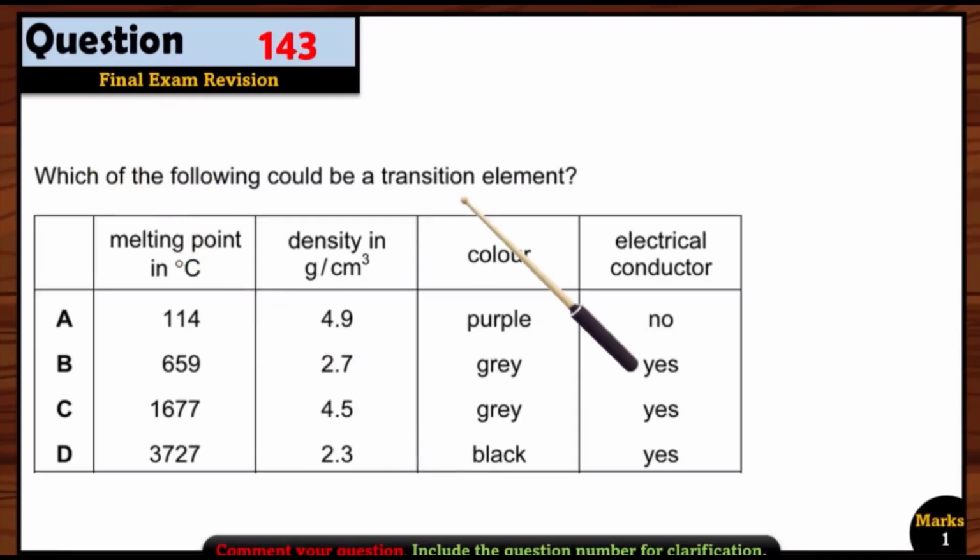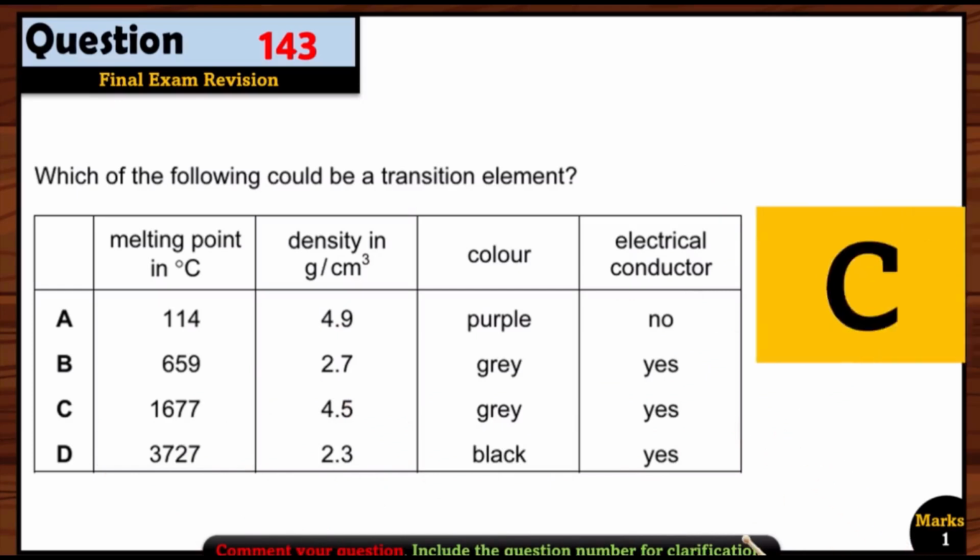Question 143. Which of the following could be a transition element? So melting point should be high. So it means C or D can be the transition element. Density should be even higher. So 4.5 can be the right option. So this is C. Gray. And electrical conductor, yes. So that's why option C is the correct option.